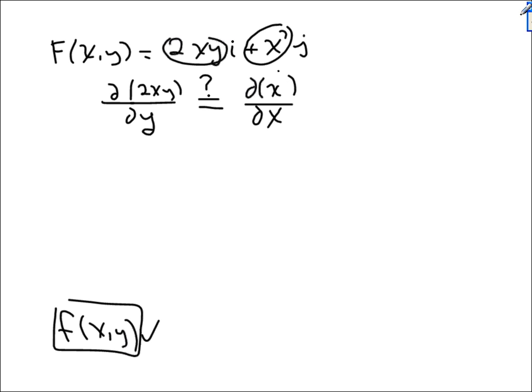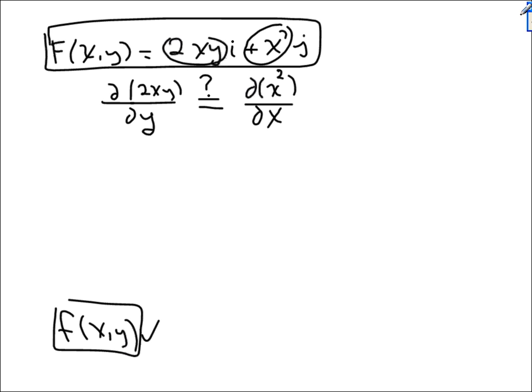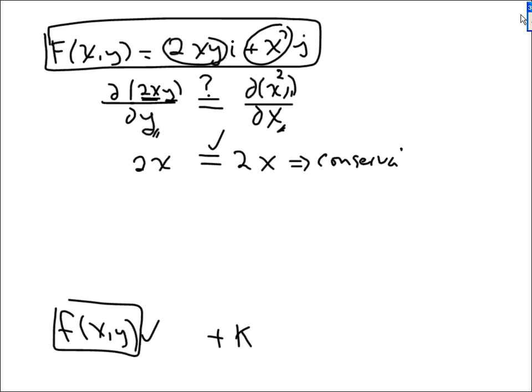So instructions are: determine, so you're just given this equation, and you're asked to determine if it's conservative, and if so, find a potential for little f of x, y. We call it a potential because it's up to a constant. Well, what is the partial of 2xy with respect to y? Well, 2x is a constant times y. Partial is 2x. The partial of x squared with respect to x is 2x. They are equal. So it is conservative.